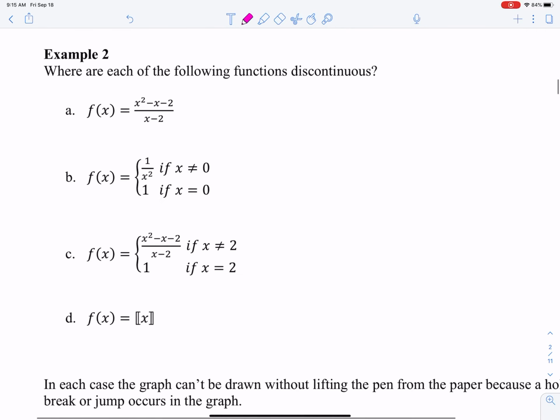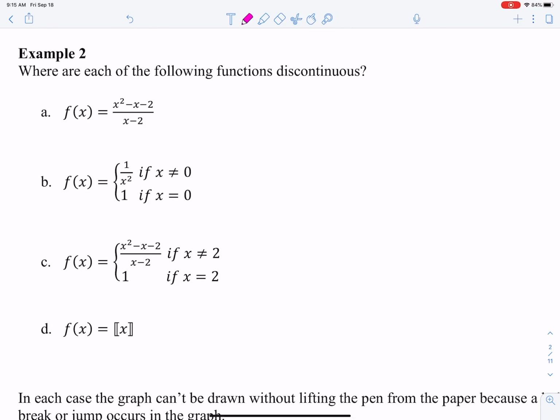Let's look at algebraically. So example 2, where are each of the following functions discontinuous, right? In other words, where do they not exist, where are they undefined? So A is definitely a rational function. We should be used to this by now, right? We went over it in chapter 1. There was a test question on chapter 1 as well about these kind of problems.